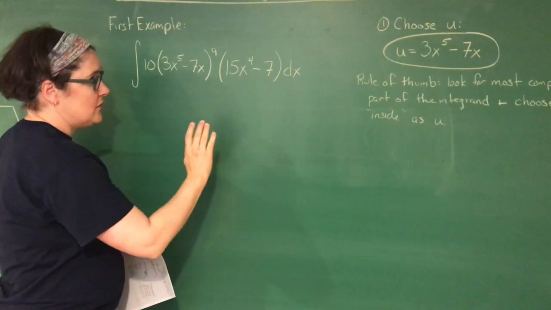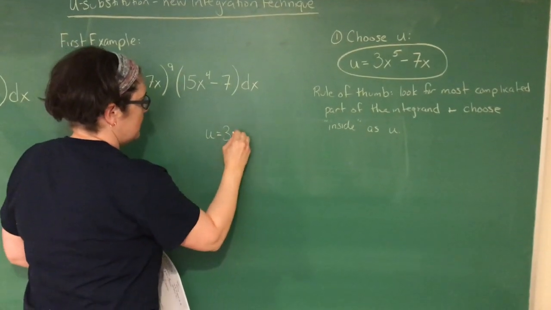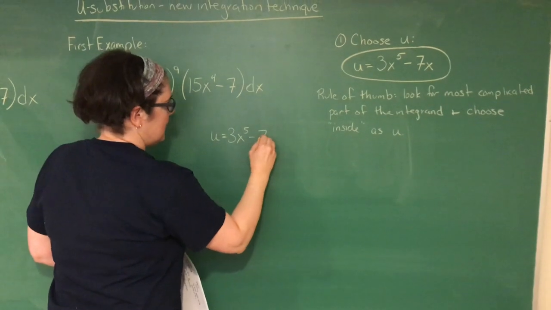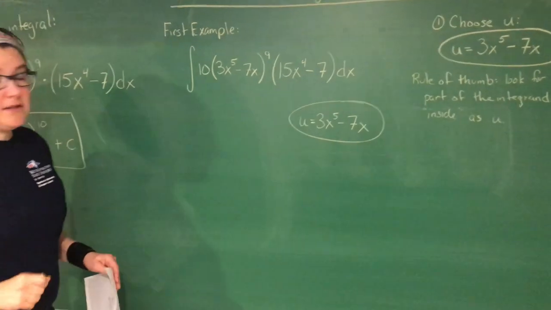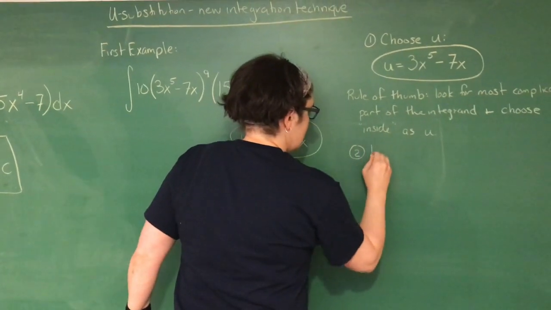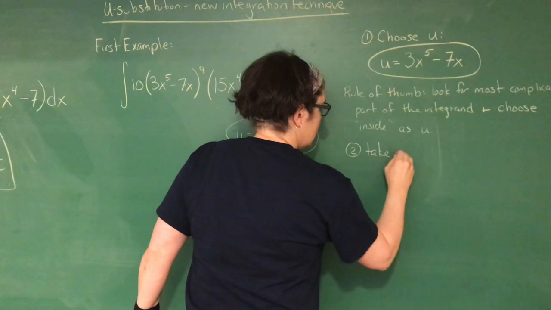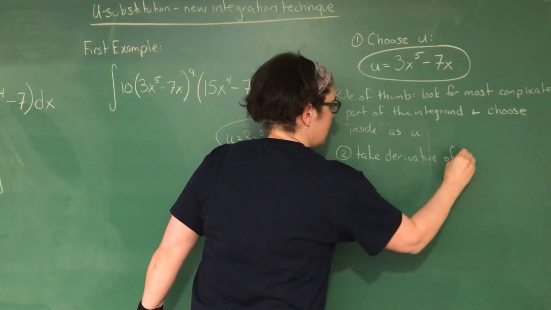Okay, step 2. Once I have chosen my U, I might write this U value down off to the side. So my U is 3x to the fifth minus 7x. I've circled it because it's important and I'm going to need to come back to it. Step 2 is to take the derivative of U.